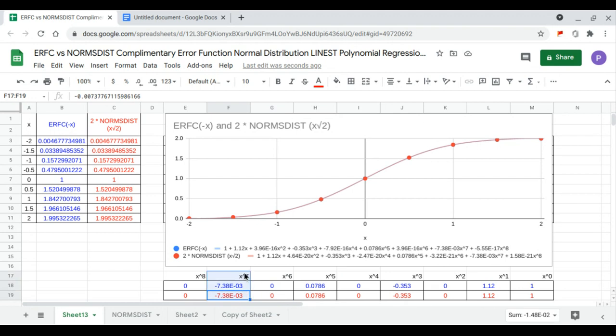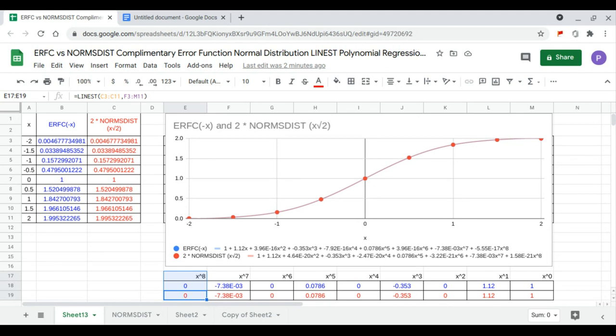x to the 7th is negative 7.38 times 10 to the minus 3. And x to the 8th is 0. Negative 5.55 times 10 to the minus 17. That's very small. 1.58 times 10 to the minus 21, which is also very small.